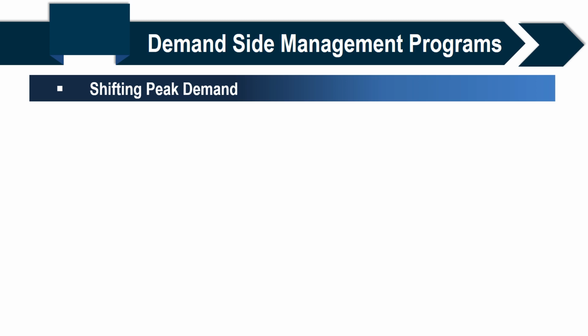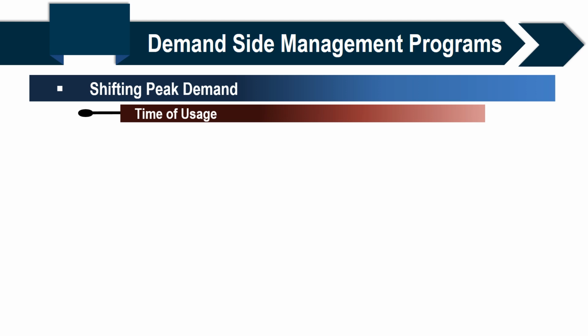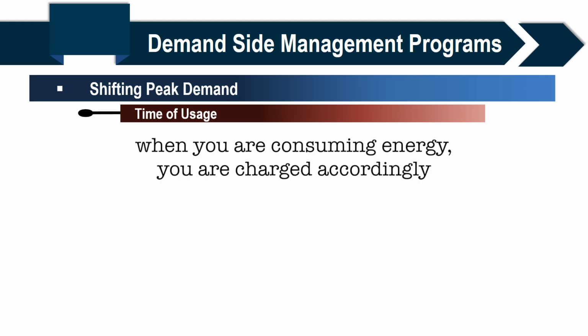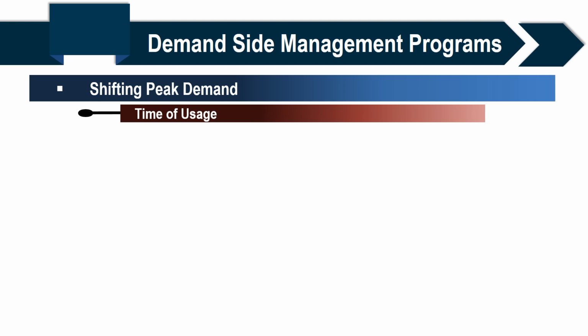First of which is time of usage. Based upon when you are consuming the energy, you are charged accordingly. That will dissuade customers from consuming energy when there is a high demand. That means whenever there is a high demand, the utility will charge a higher price because they have to procure this energy at a much higher rate.